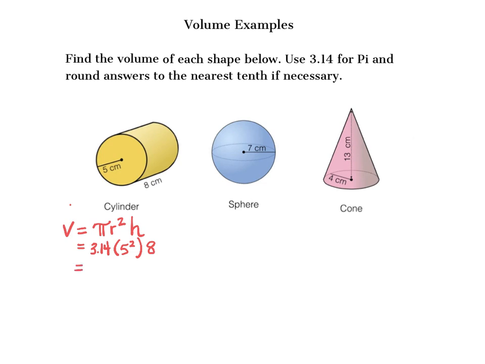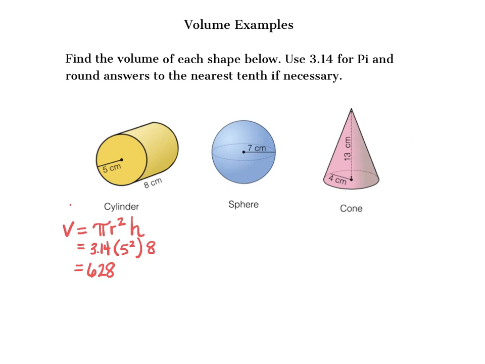So if I take my calculator and just punch all that in the calculator, 3.14 times 5 squared times 8. And I can do that all at one time. I get 628. So there's no need to round that one.